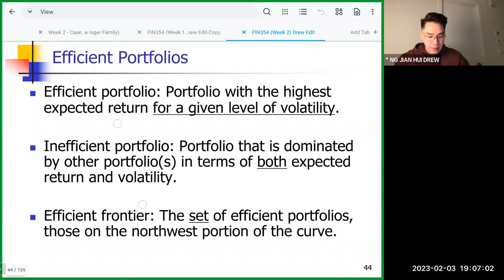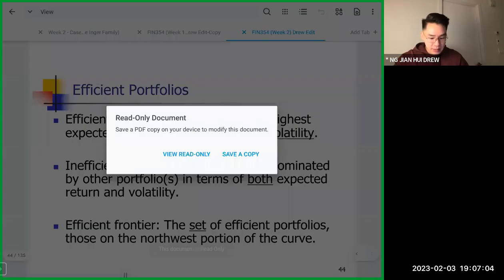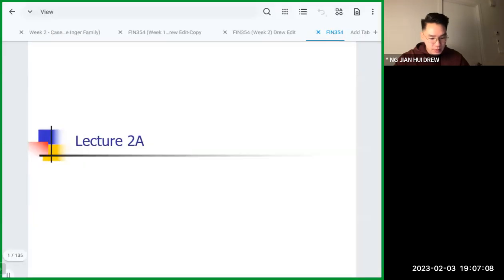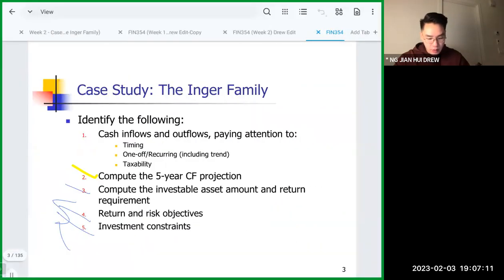Let me just pull out my pen. Which is why we have this concept. Let me save a copy. Okay.